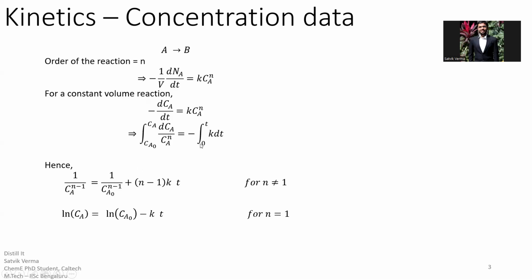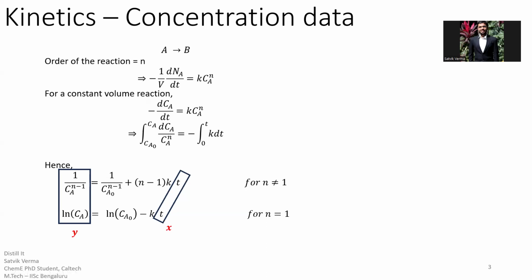Naturally, at time t equals 0, the concentration of A is the initial concentration of A. And at time t equals t, the concentration of A is C, right? So if n is not equal to 1, you get this equation. And if n is equal to 1, you get this equation. Now, in principle, these equations are not linear. But if you consider this term, 1 upon Ca to the power n minus 1 as y and t as x, or similarly, if you consider ln Ca as y and t as x, in that case you can apply linear regression to this, right?